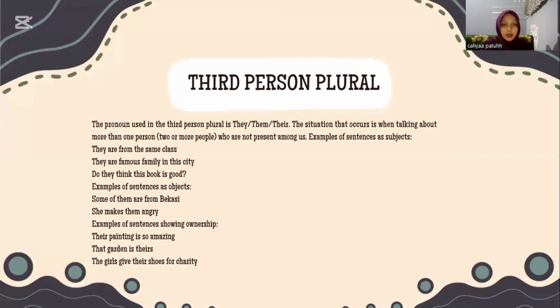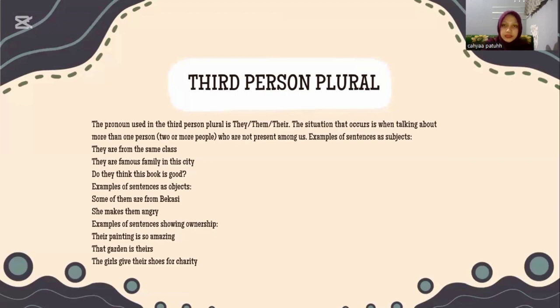The next slide is about the third person plural. The pronouns used in the third person plural are they, them, their. This situation occurs when talking about two or more people who are not present among us. Example of a sentence as subject.